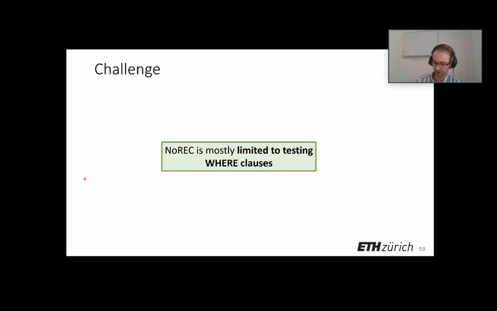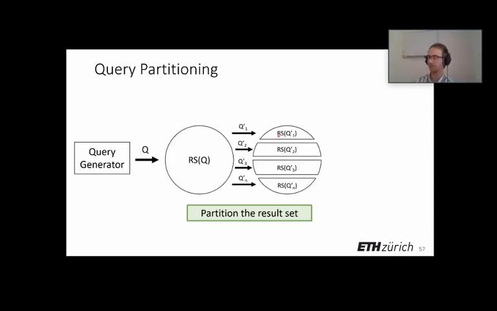In order to come up with ternary logic partitioning, we first came up with a more general technique of query partitioning. The idea is that we have a random query generator that generates a query Q, which corresponds to the original query. We use this circle to denote a result set. Based on the original query, we want to derive other queries, each of which computes a part of the result set. Then we have some operator that can combine these partitions to yield a new result set. The assumption is that these two result sets would be the same.